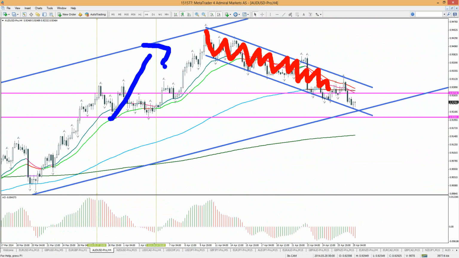A bear flag is the opposite. That is a down impulse followed by a slow corrective upside. Now, not always will these patterns play out. What is the likelihood of this pattern?